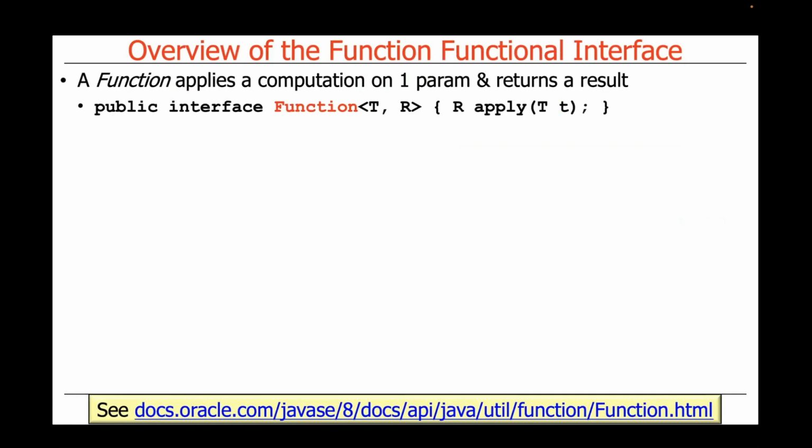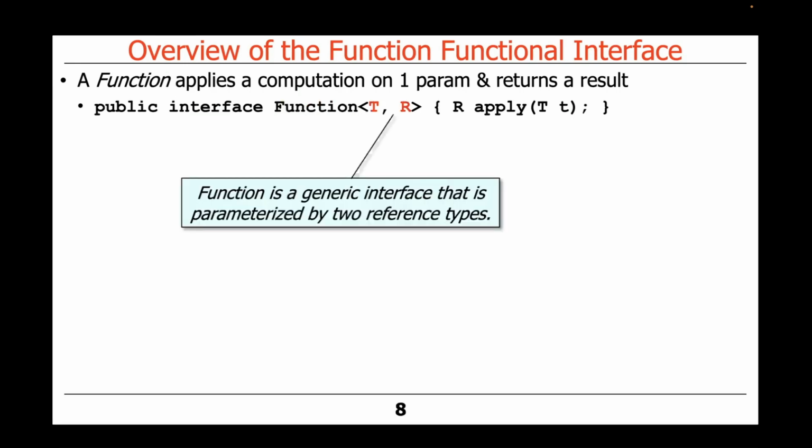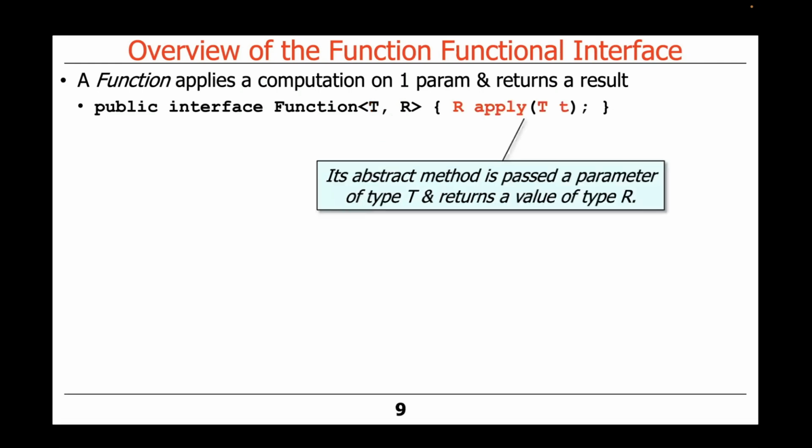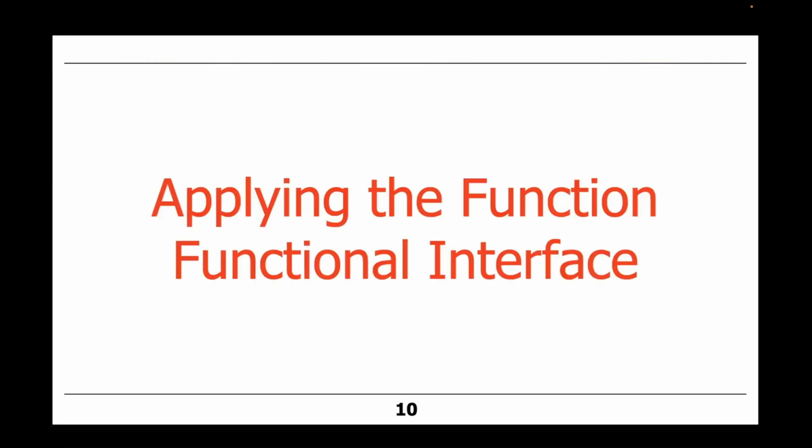A Function applies a computation on one parameter and returns a result. And these parameter types are specified as generics. So you can see that we have type T, which is the type we pass as the parameter, and we have type R, which is the type that's returned as the result of applying the function. There's an abstract method called apply, and that's passed a parameter of type T and is going to return a value of type R. So let's talk about how you can apply the Function functional interface.